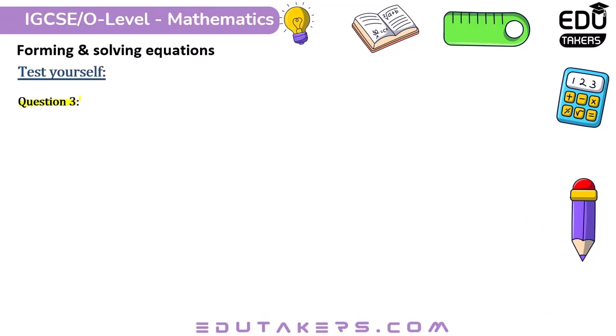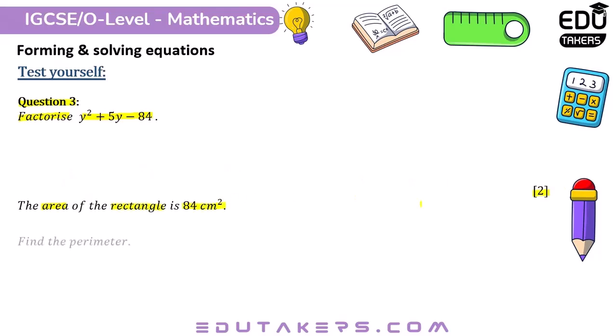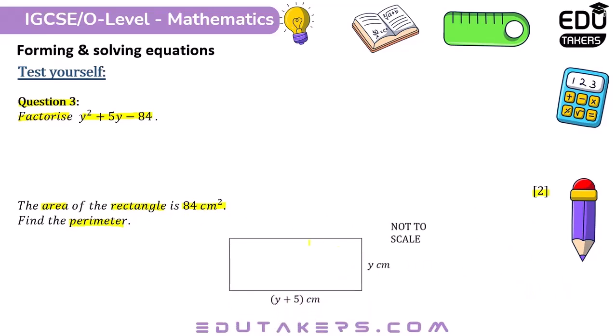Question number 3. Factorize y squared plus 5y minus 84. It's a 2-mark question. The area of the rectangle is 84 centimeters squared. Find the perimeter. A rectangle is given and it's a 2-mark question.